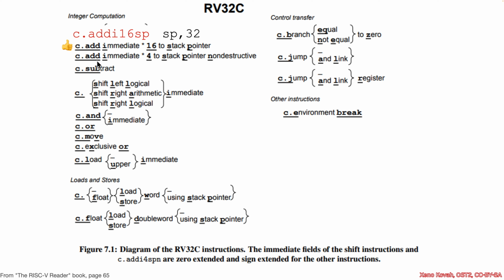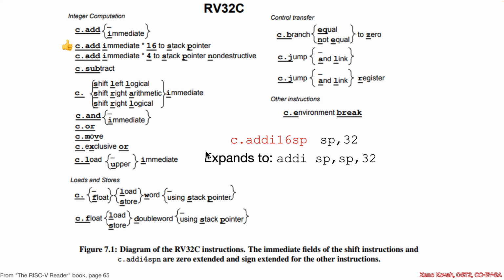So we saw this one before, compressed add immediate times 4 to stack pointer non-destructive. So the differences are clearly a times 16 instead of a times 4. And we talked about the scale by 4 last time, so we might infer that there's going to be a scale by 16 going on this time. And we talked about non-destructive last time, saying it's not actually going to change the stack pointer, but we don't have non-destructive this time, so that probably means it's going to change the stack pointer.